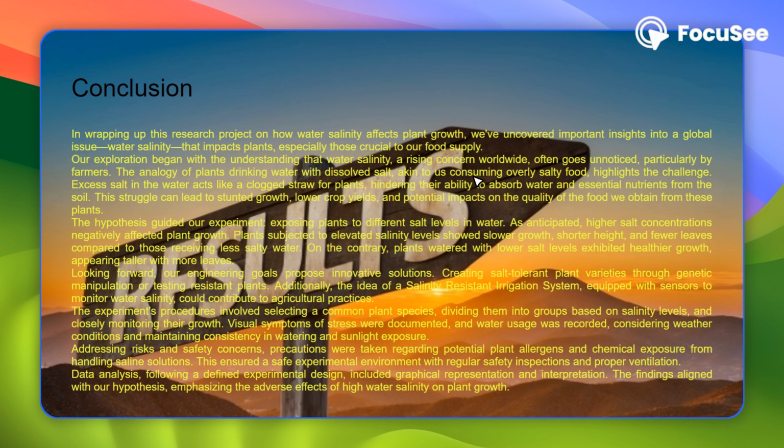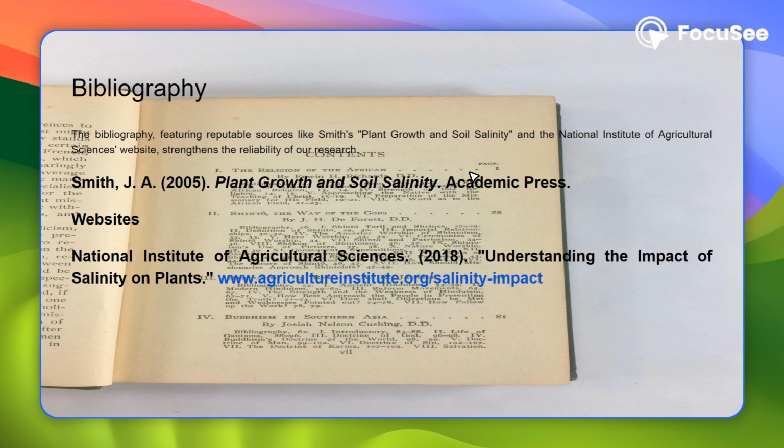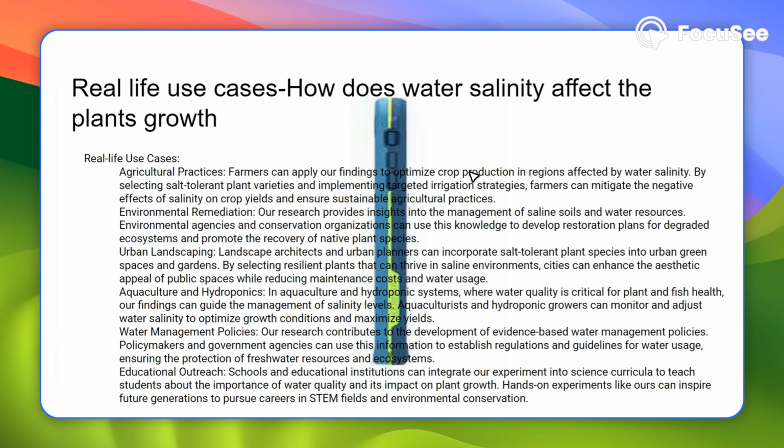And our conclusion. In wrapping up this project, I have uncovered important insights into a global issue, water salinity, and the hypothesis guided my project. And our engineering goals proposed innovative solutions, and the data analysis defined experimental design, and the bibliography was a book from Smith J.A., Plant Growth and Soil Salinity, and a website, Understanding the Impact of Salinity on Plants. And last but not least, we have real-life use cases.